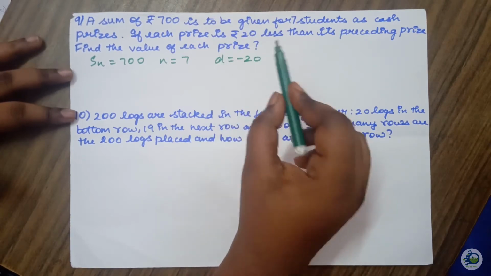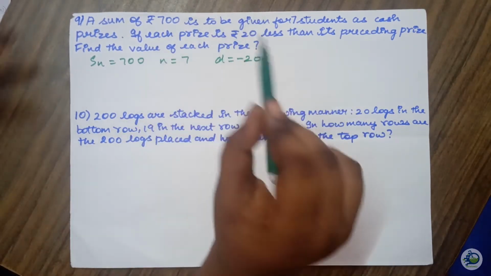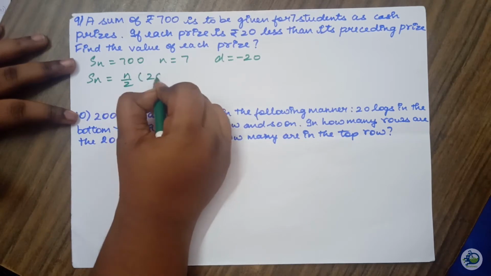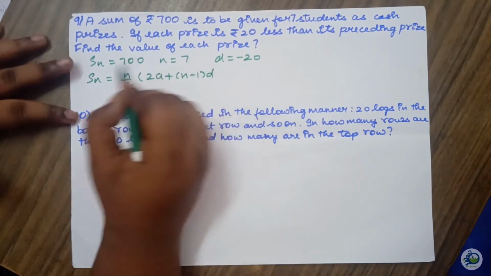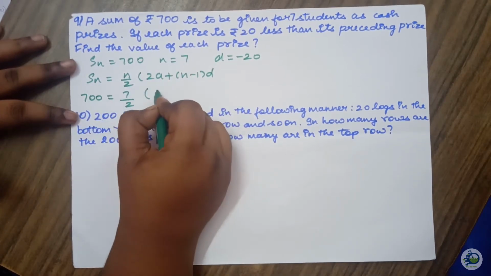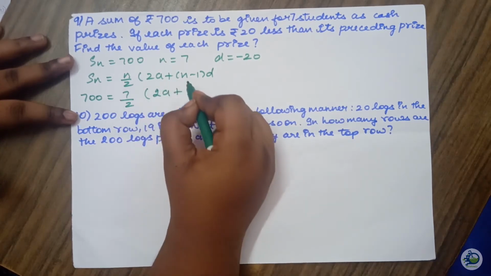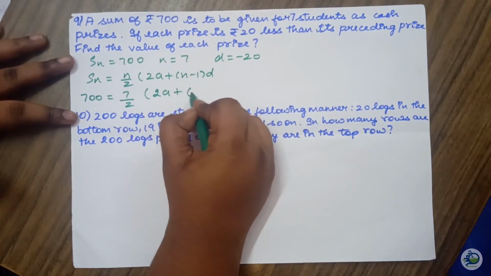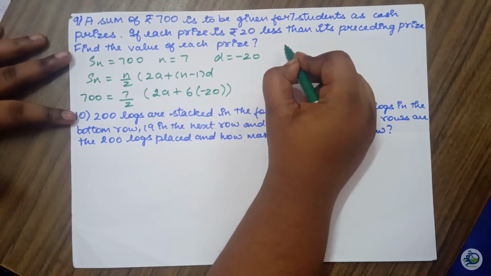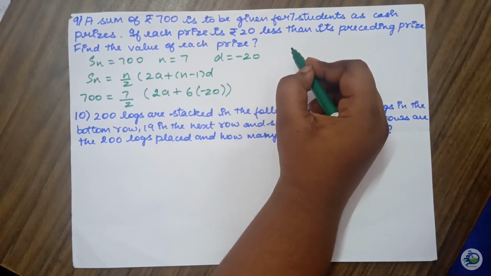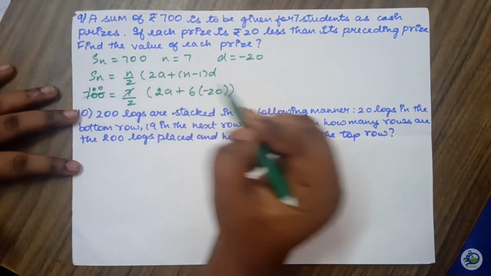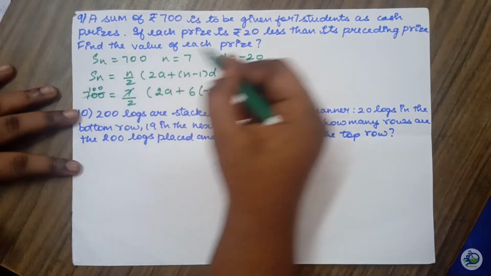So now what we have to find is the value of each prize. So we are going to substitute in the formula Sn is equal to N by 2 into 2A plus N minus 1 into D. So here Sn is 700, which is equal to N is 7 by 2 into 2 into A, because we don't know what it is, plus N is 7, so 7 minus 1 is 6, into D is minus 20, so minus 20. So here what I am going to do is I can cancel this 7 and this 700, so this becomes 100. So when I bring this to this side, it becomes 200.